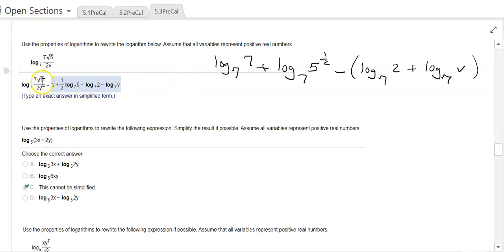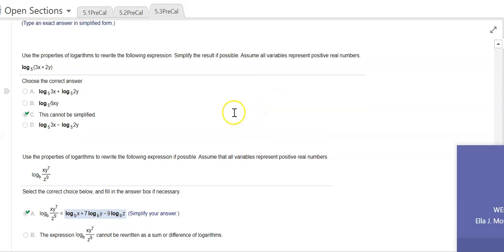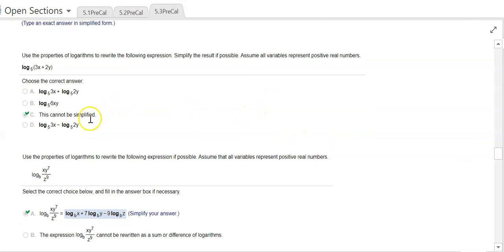Same thing happening here. We're just breaking these apart. So rewriting square root of 5 as 5 to the 1/2 power, I could bring that out to the front. Log base 7 of 7 is 1. That's what we've been looking at. And then we just need to distribute that negative. Looking at this one in particular, it cannot be simplified.